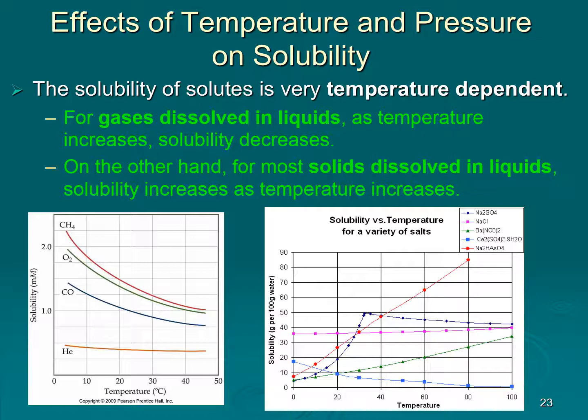The blue line, cesium sulfate, actually decreases with increasing temperature, and that weird one, the sodium sulfate, will increase to a certain point and then at a certain temperature will decrease. But in general, solubility increases with temperature increases when it's a solid.